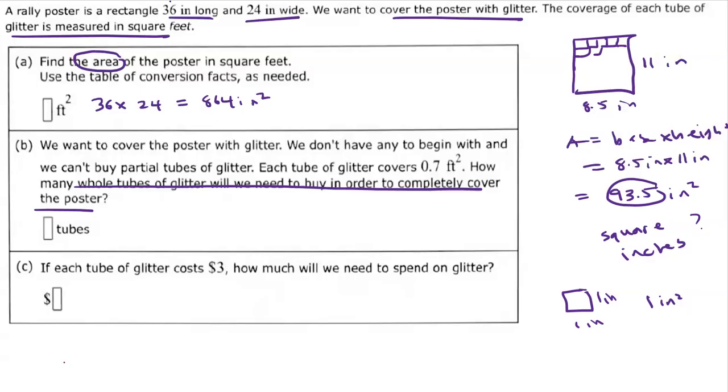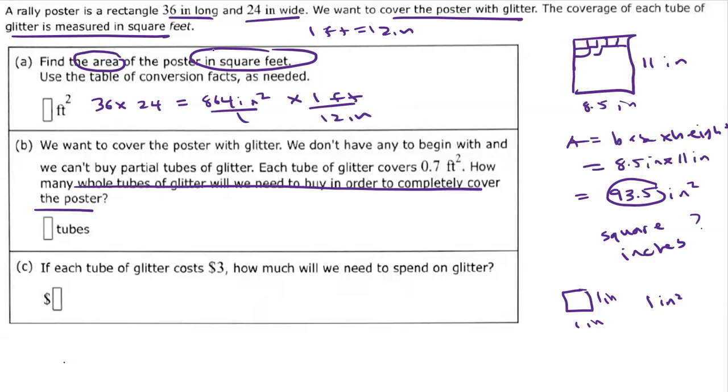We want to find the area of the poster in square feet. That's our main goal. Right now it's in square inches. We know from the previous problems that 1 foot is equal to 12 inches. So in order to do this, we need to multiply by this: 1 foot over 12 inches.